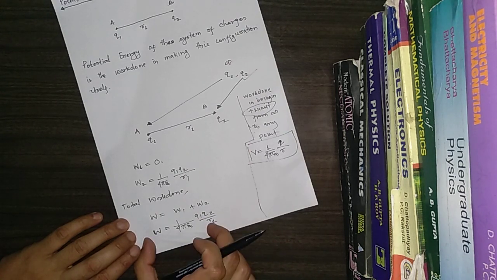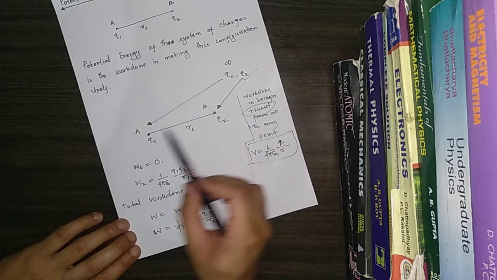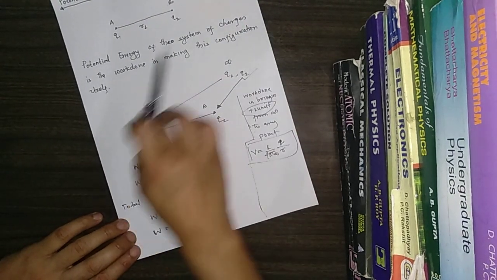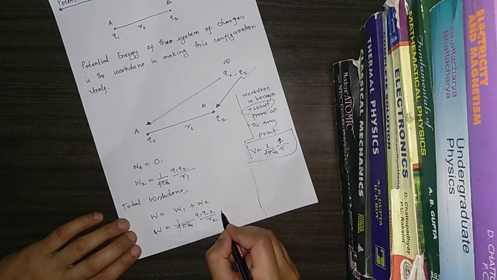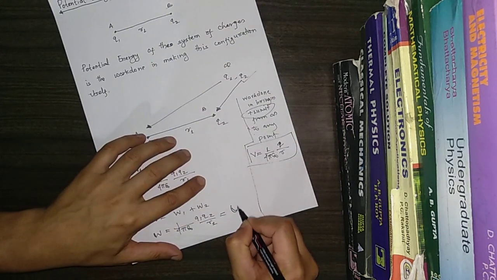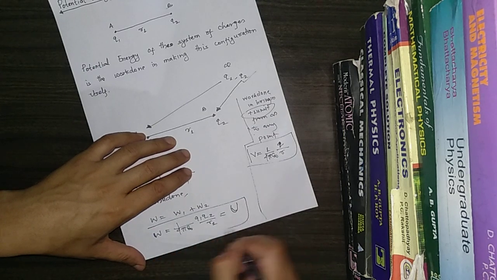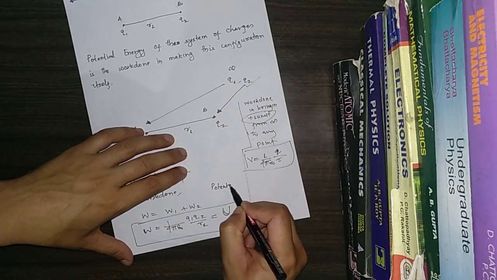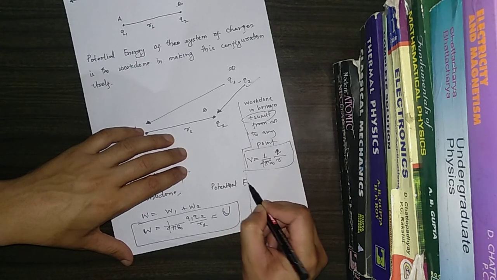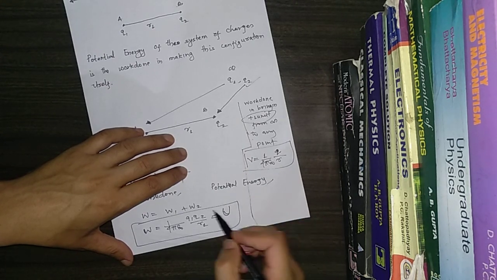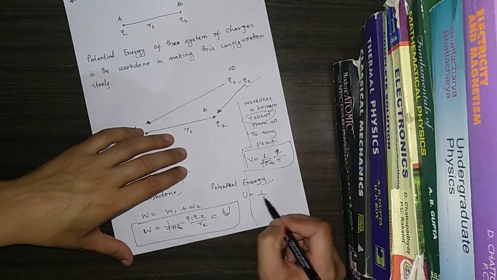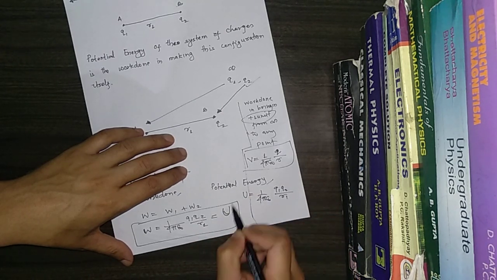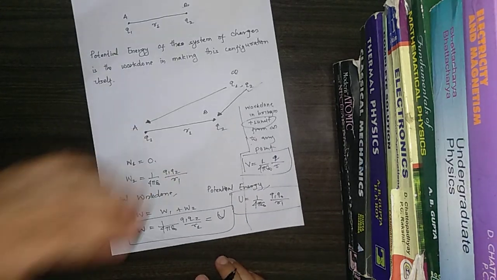So this is the total work done in bringing charges Q1 and Q2 to their respective positions, or the total work done in making the system as a whole. And this work done is nothing but the potential energy of the system itself. So potential energy of this system is 1 by 4 pi epsilon naught Q1 Q2 by R1. So this is the potential energy of the system.